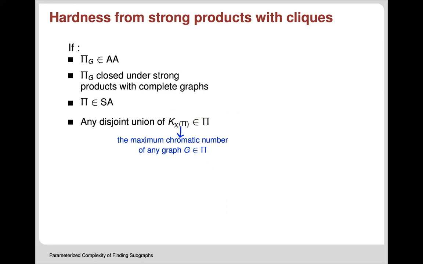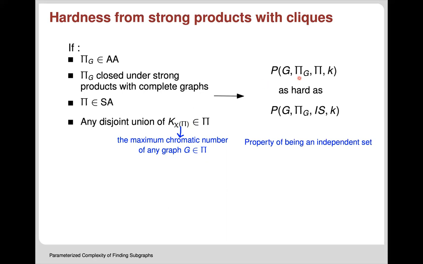And if these conditions are satisfied, then we say that my problem is as hard as the problem where I replace the property pi with just independent set. So that means checking whether graph G has a k-vertex induced subgraph which belongs to pi is as hard as checking whether my graph G has an independent set of size k or not.